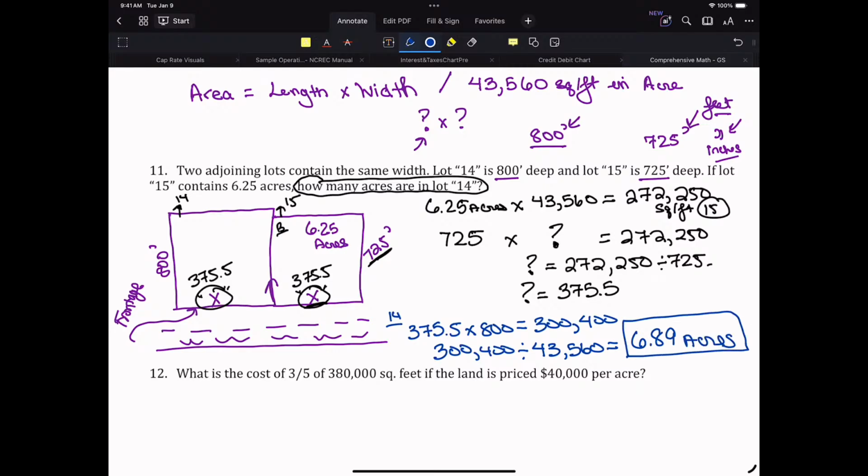And that feels right, because if they're the same width and only slightly different, this lot 14 is only, what, 75 feet deeper? It's not that much. It's going to be a very similar sized lot. So it's 6.89 acres. Hopefully that makes sense.